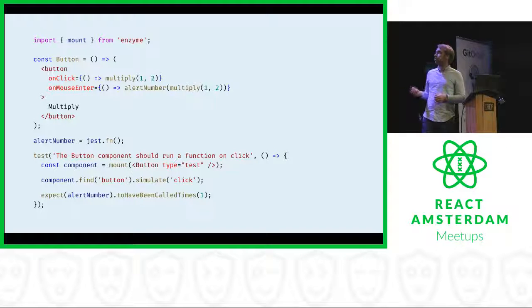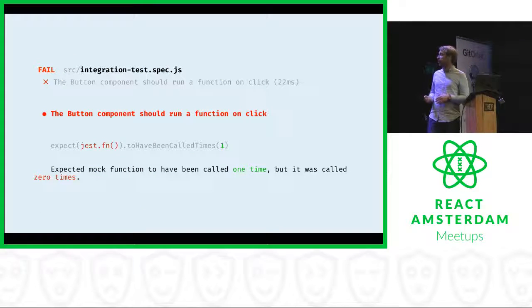Here we have the same button component again, with the onClick and the onMouseEnter, and here in the bottom we have a test case, where we say the button component should run a function on click. And when we click it, in the test we use Enzyme to simulate a click. We want the alert number function, which we have mocked here with the Jest helper that just tracks how many times there has been interaction with the function, to assert that it has been called once. And when we run it, we'll see that it has failed because it was called 0 times.